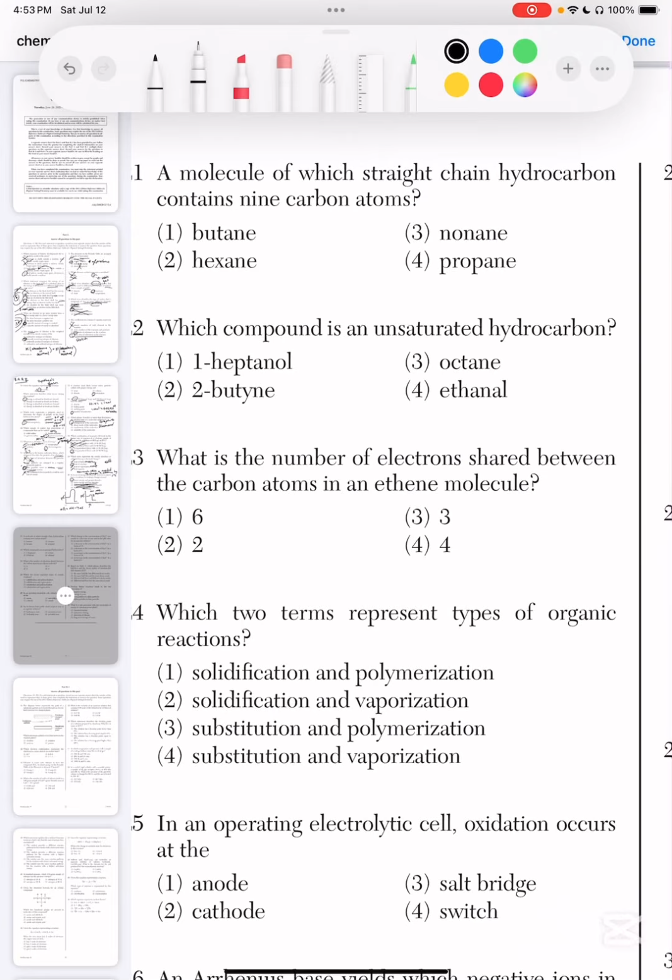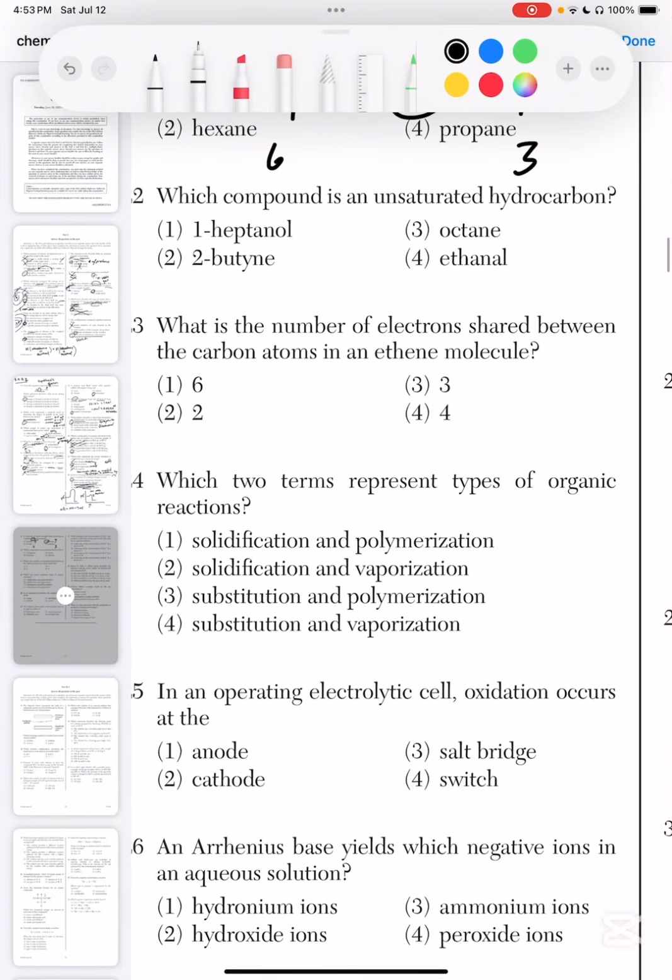Which straight chain hydrocarbon molecule contains 9? So here you just have to look at their prefixes. This is 4, 6, 3, and 9. So this one would be number 3.